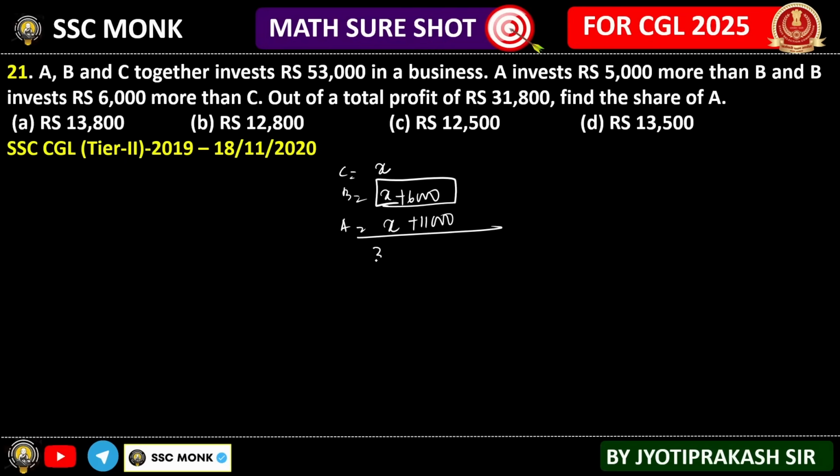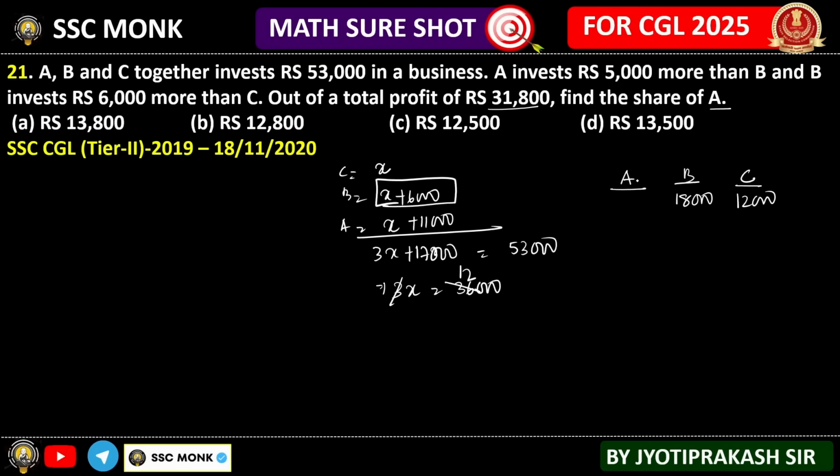Now this total is equal to 3X plus 17,000, which is equal to 53,000. So 3X is equal to 53,000 minus 17,000, that is equal to 36,000. 3 12s are 36. So X value is equal to 12,000. So C invests 12,000. Now B is 6,000 more than C, so B will be investing 18,000. And A is 5,000 more than B. That means 23,000 is invested by A.